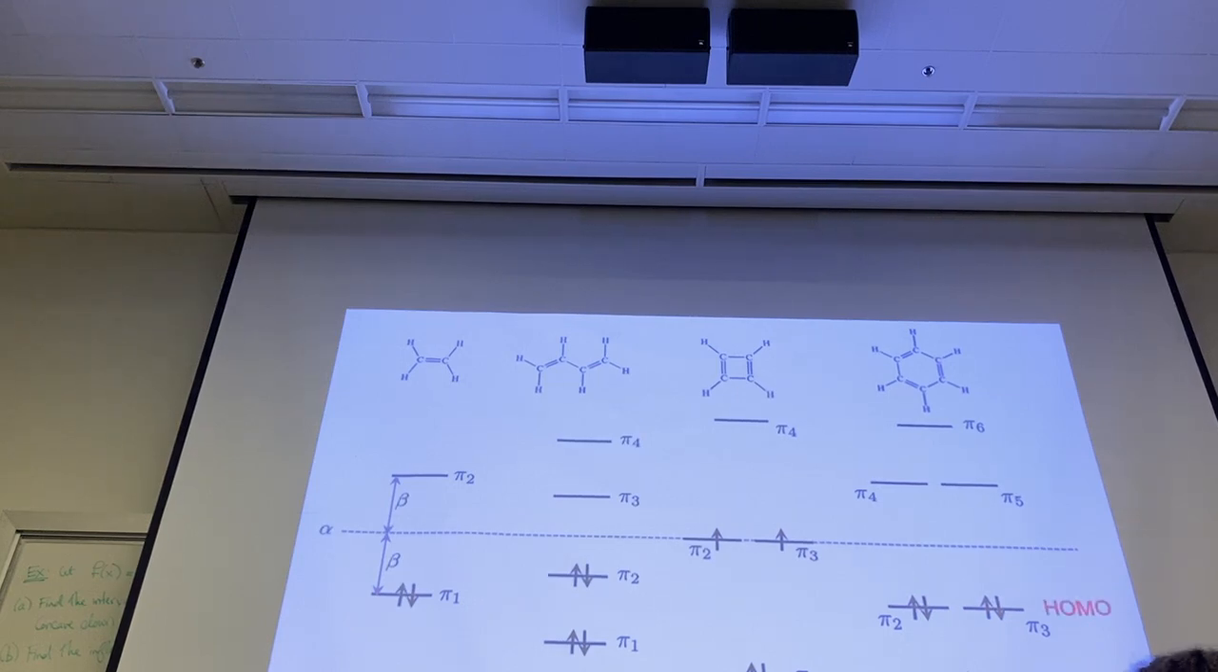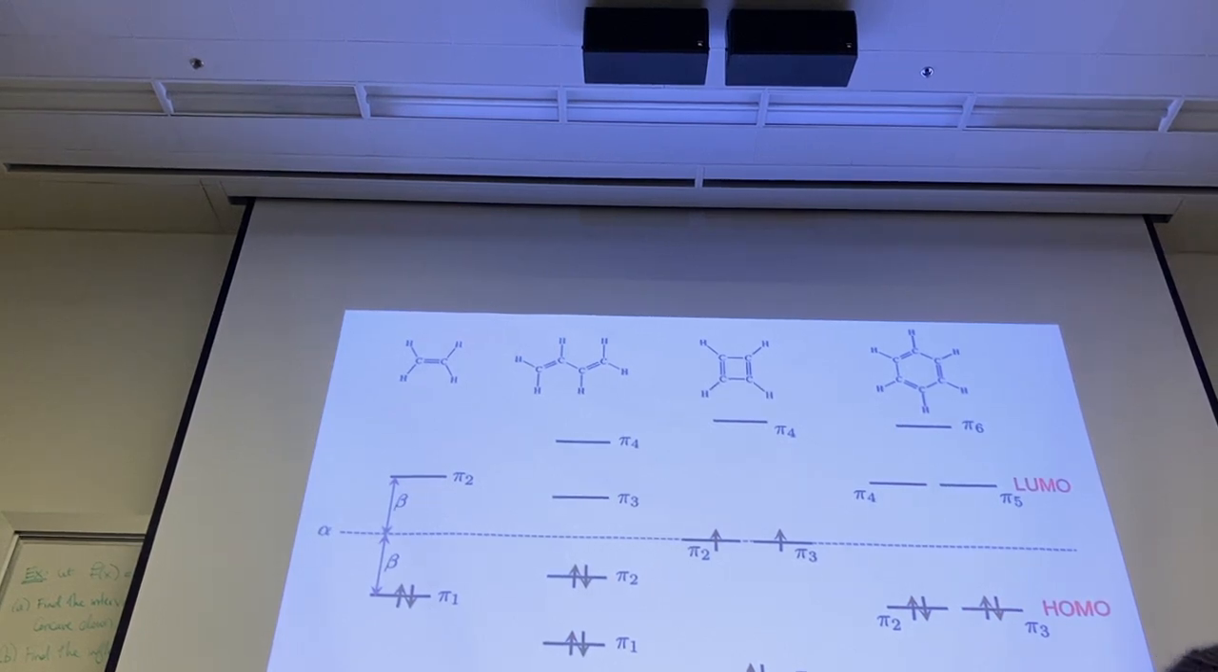Okay, so you may know this, of course. Pi 2 and pi 3 are the highest occupied molecular orbitals. And the next ones, pi 4 and pi 5, are the lowest unoccupied molecular orbitals. And this is very important, of course, because the optical properties of these molecules are determined by that. The HOMO and LUMO energy separation typically is the first electronic transition in these systems. This is true for almost all organic molecules that have conjugation.